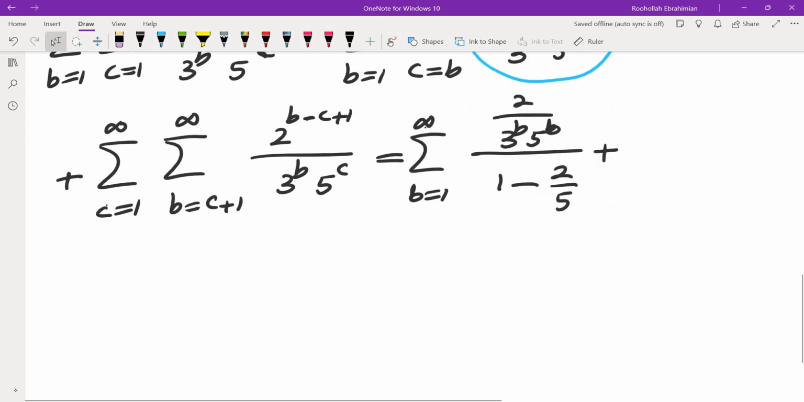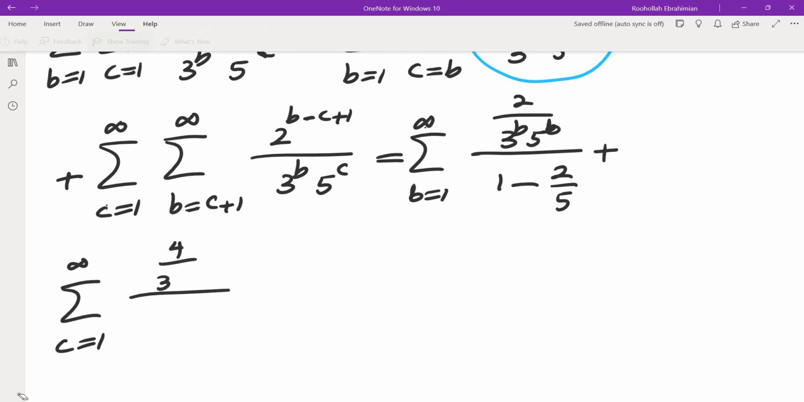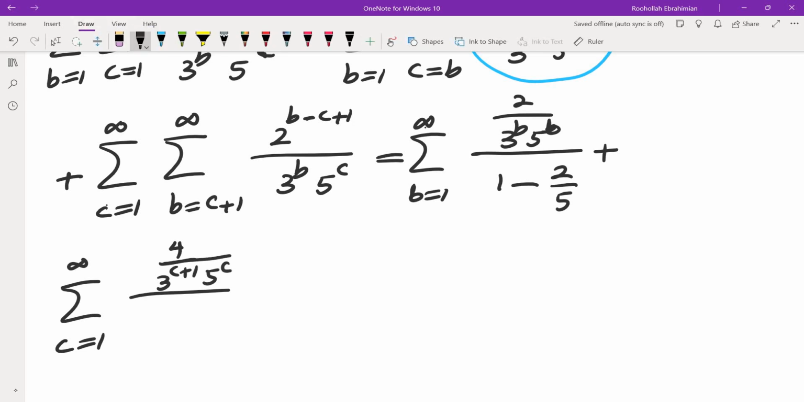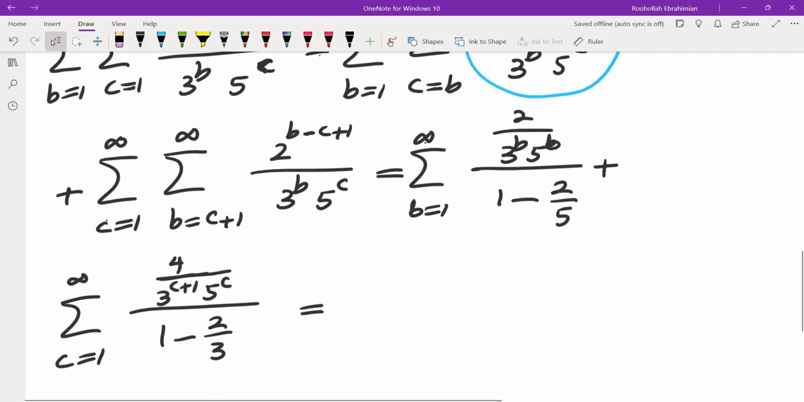Plus, the second sum is also a geometric sum. The first term is when b equals c plus 1, we get 4 over 3 to the c plus 1 times 5 to the c. So that's the numerator if you plug in b equals c plus 1. And 1 minus common ratio is 2 over 3. These two are going to be evaluated again separately using the geometric sum.